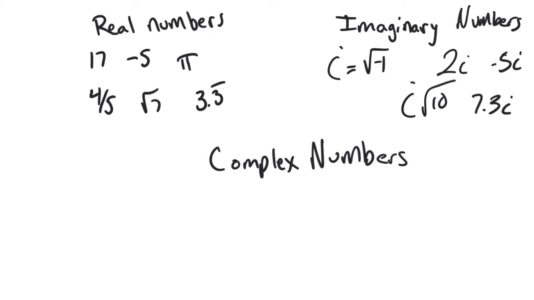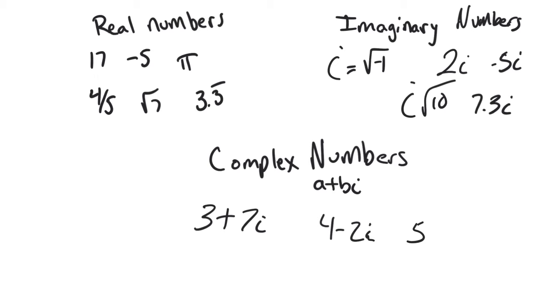Complex numbers is when you put real numbers with imaginary numbers and you end up with binomials with them. And we put these in what they call a plus bi form, where a is the real part and then this would be the imaginary part. Whatever number you have with the i would be your b part. So we would have examples. We could have 3 plus 7i. That would be a complex number. 4 minus 2i. Then we would even have 5 plus i times the square root of 6.